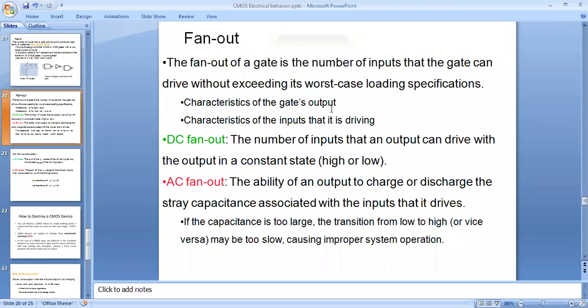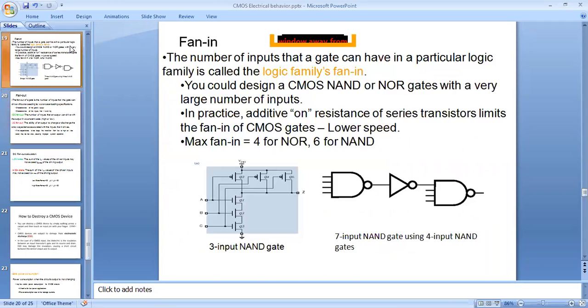On which parameters is the fan out dependent? Previously, the fan in depended on one parameter, that is the on resistance of the series transistors. In the previous slide I discussed that fan in mainly depends on the resistance of series transistors. These are the series transistors. The on resistance of series transistors limits the number of inputs which can be applied to the logic family, that is the fan in of CMOS.